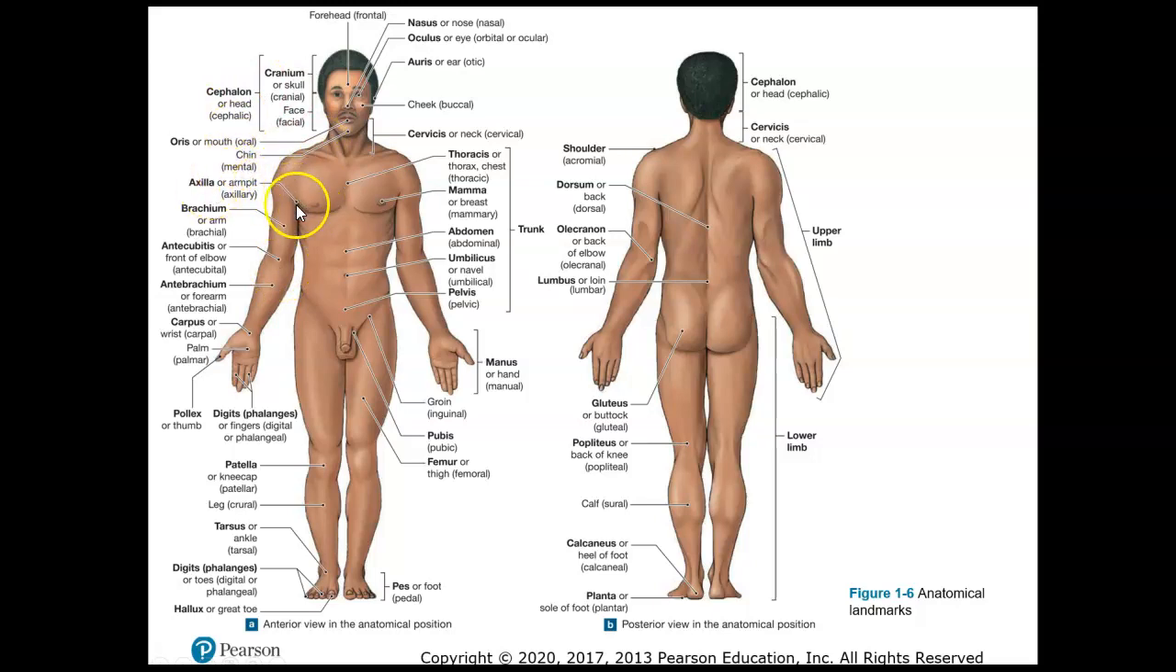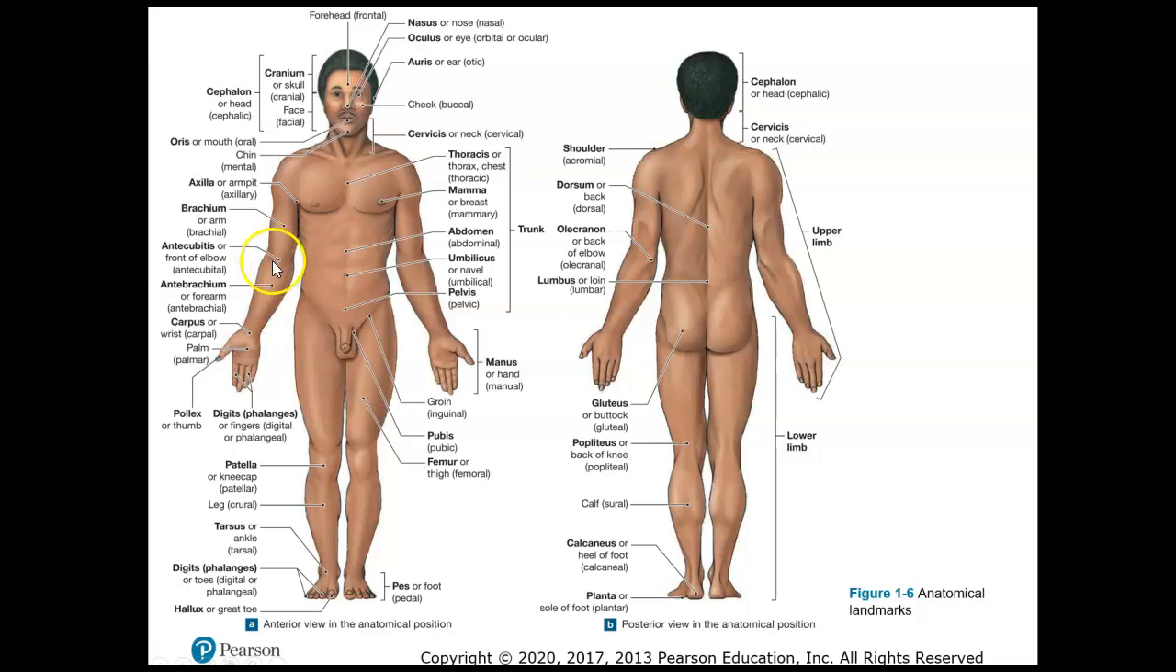The armpit is the axilla or axillary region. The arm, which is actually the upper arm, this is important too. You need to know that when we say arm, we don't mean the whole thing. In anatomy, arm refers to the upper arm, and that is the brachium or brachial region.